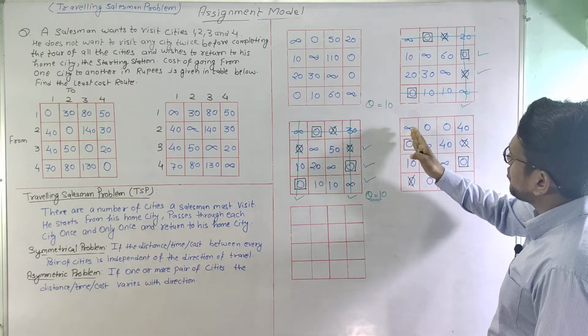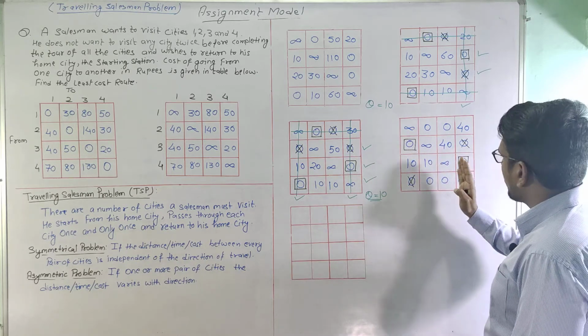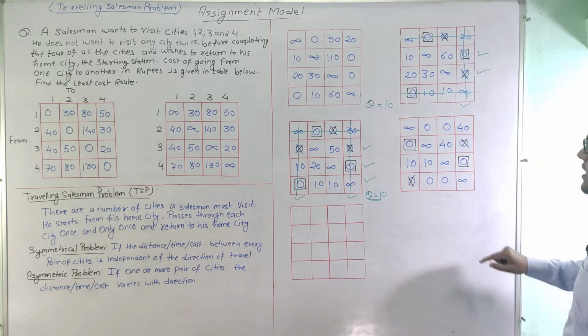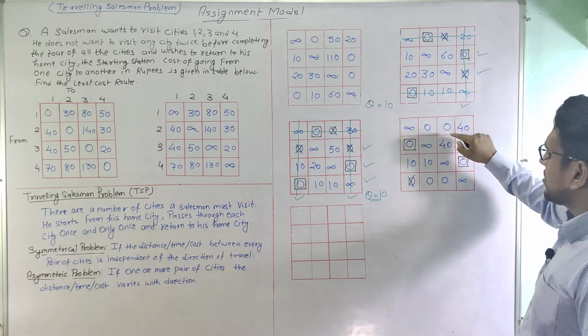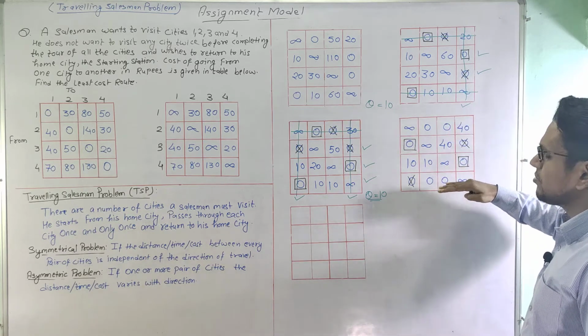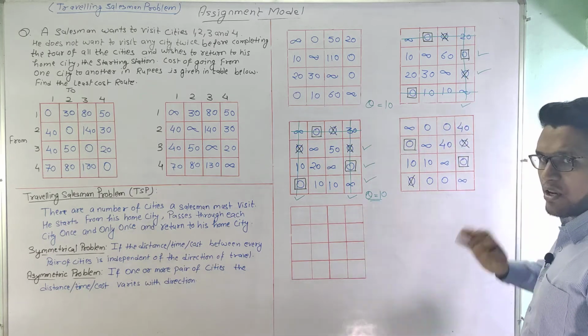Now again, if we move column wise, column 1 is assigned, column 2 has more than 1 zero, column 3 has more than 1 zero. So as we can see now, we are not able to assign, because there are 4 zeros, and in each row there is more than 1 zero, and in each column there is more than 1 zero for assignment.